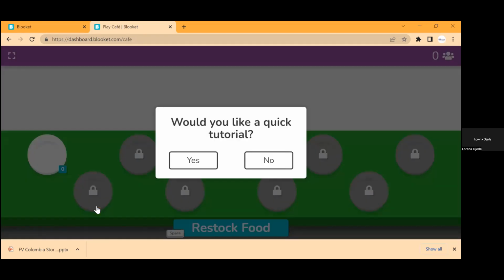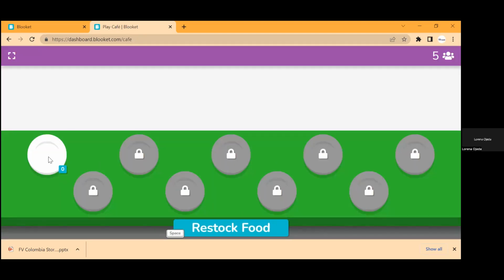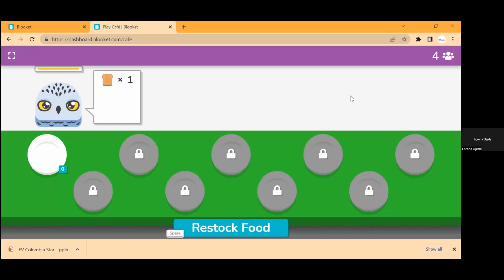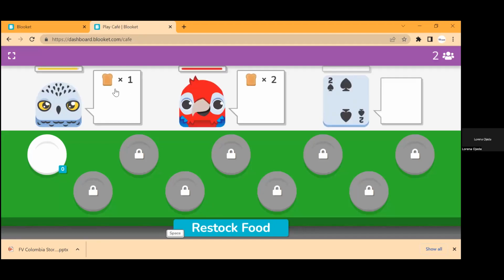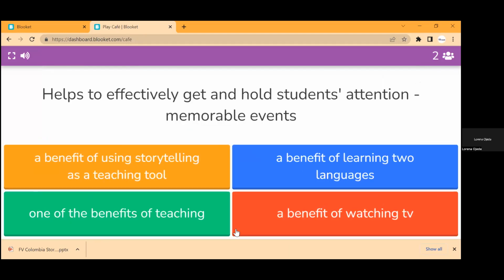Okay. And no, we don't want a tutorial. So we have to restock food for our customers. All right. So this person wants one. So I have to get their food. Okay. So first question. This helps to effectively get and hold students' attention. Memorable events. What is it? Any ideas? You can type your answer on the chat.